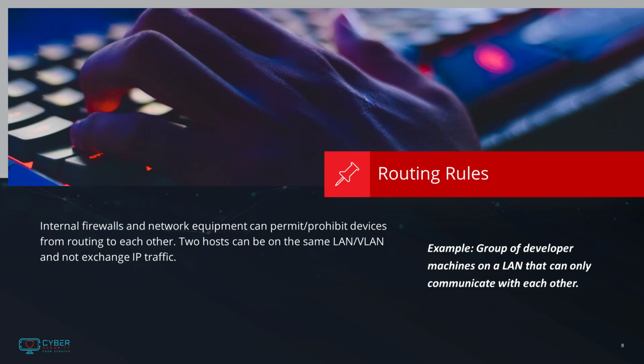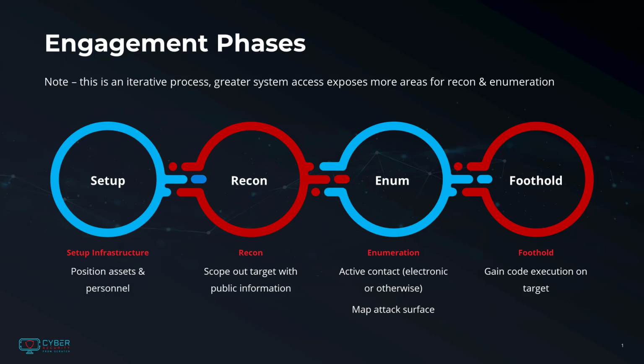Even though two computers are on the same LAN or VLAN, they may not necessarily be able to talk to each other. Sometimes a firewall can be set up or another piece of network can be configured in such a way that will permit or prohibit devices from exchanging traffic. And so you can have hosts that are on the same LAN and simply not be able to talk to each other. So for example, you could have a setup where a group of developer machines are on a LAN and they can only communicate with each other and are effectively separated from the rest of the network. They're still on the same network, but the rules are preventing traffic from going between them and any other set of systems. This is all very interesting, but what does it have to do with security?